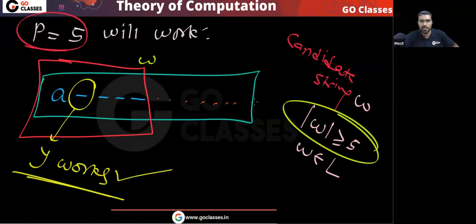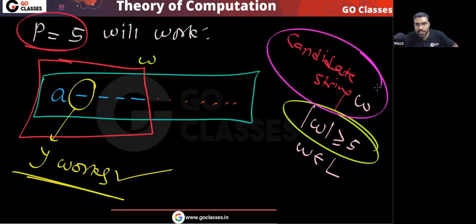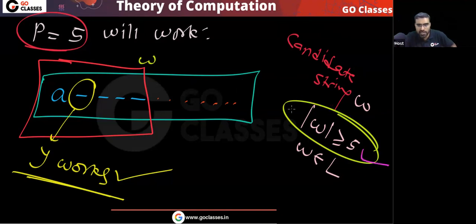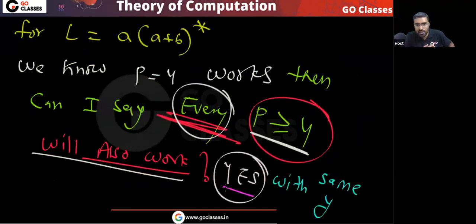Is this clear? The candidate strings will change. If you take p equal to 5, the candidate strings will change. Your candidate strings will have length greater than or equal to 5. But the point is the same y works. This is what I am saying. Is this point clear? Please tell me.